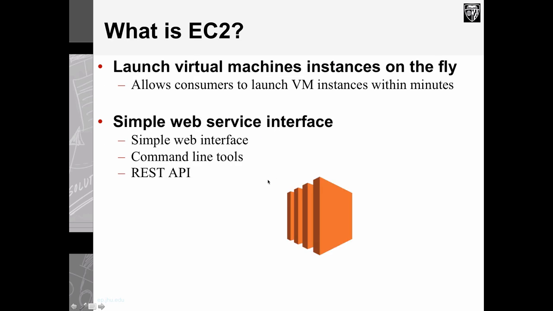What is EC2? EC2 is the virtual machines that's called Amazon's Elastic Compute Cloud. It allows us to launch virtual machines or servers within minutes, and it uses this machine image that we talked about, AMI, Amazon Machine Image, to launch these instances within minutes. The instances can be started using the web interface or the AWS console. We can use the command line tools, and we can also use the REST API that's provided by AWS.